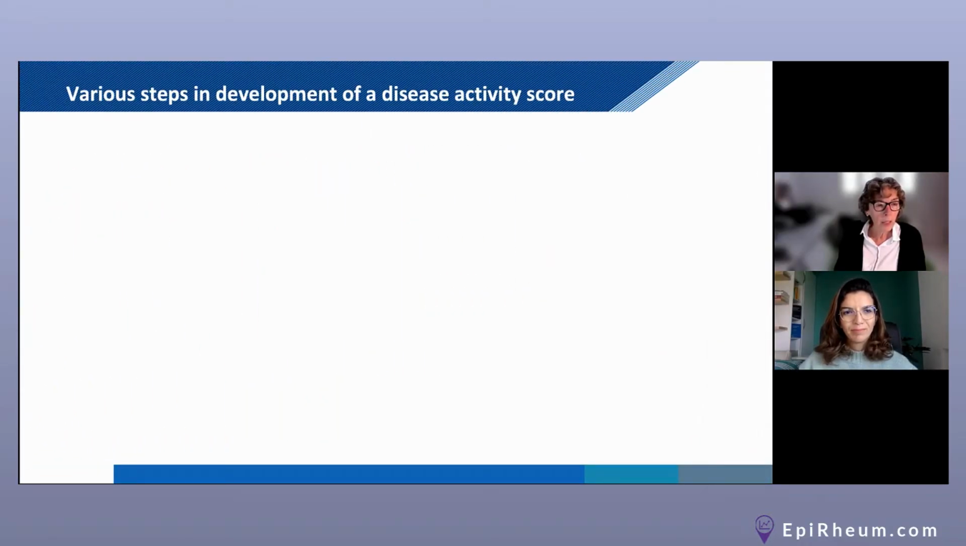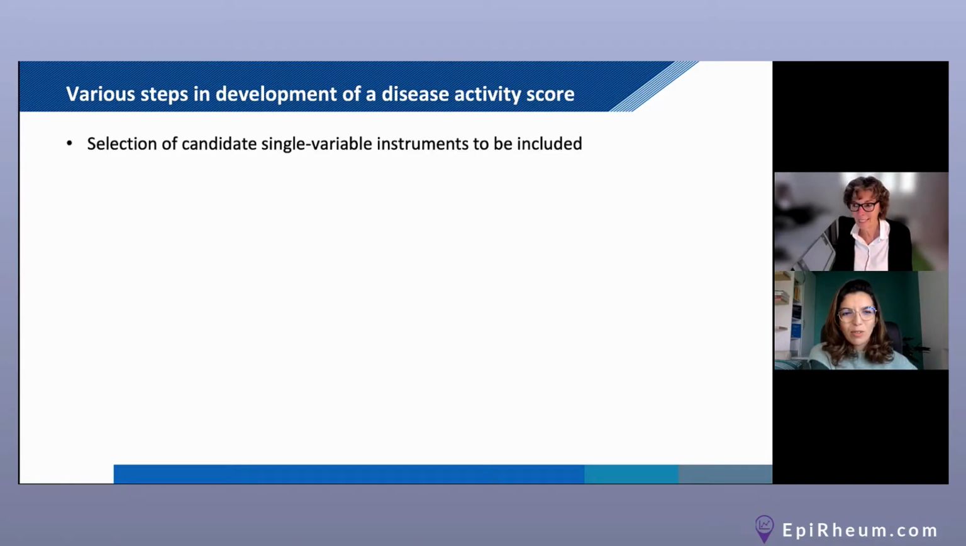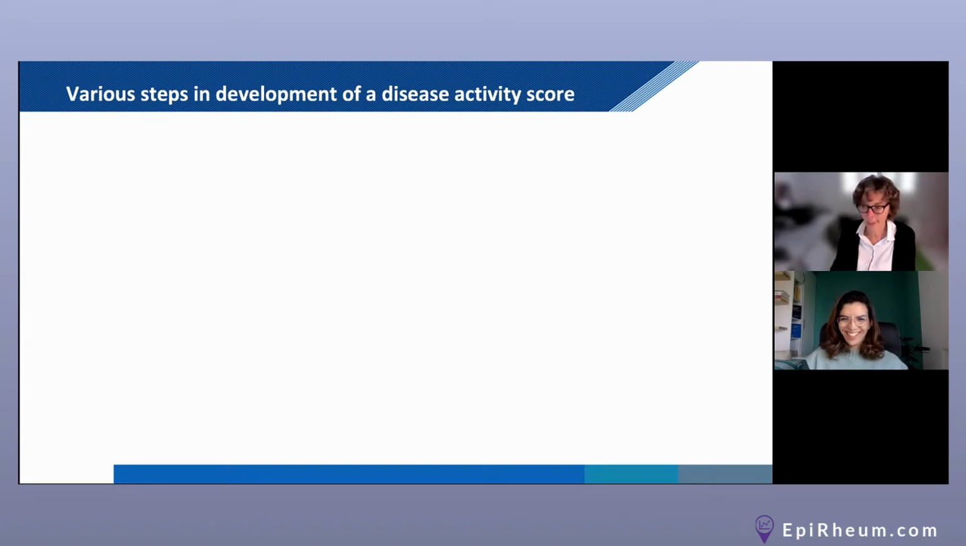There are various steps in development of a disease activity score. The first one is that you have to develop... it doesn't work, doesn't continue. Let's see. Yeah, now it does. Okay.